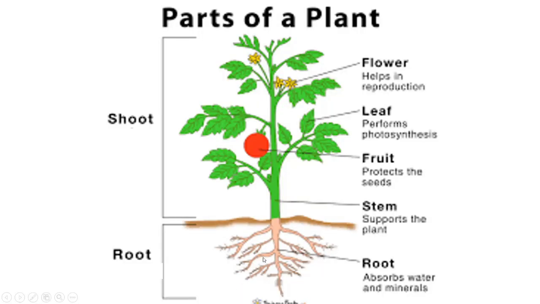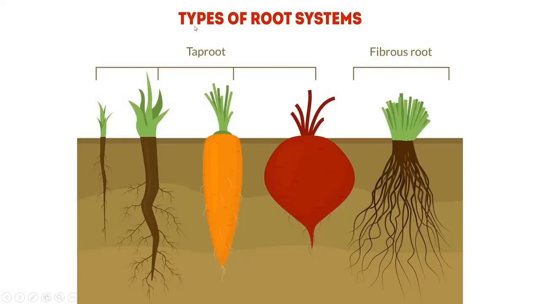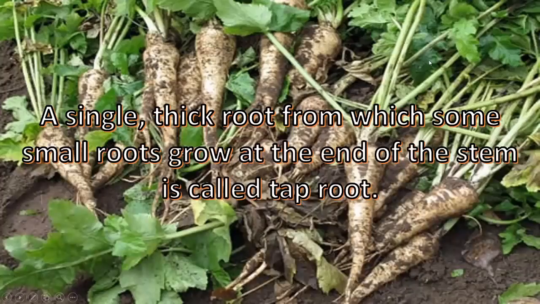So now we know that roots fix the plant to the soil, absorb water and nutrients from the ground, and even store food in some plants. Before we wind up today's class, let's take a quick revision of whatever we have learned today. We learned today that there are two major parts of a plant, root and shoot. Roots are an important part of a plant. There are two types of roots, taproot and fibrous root.